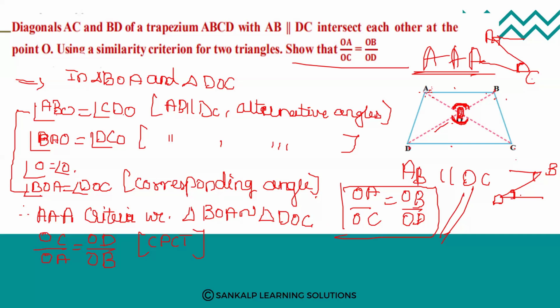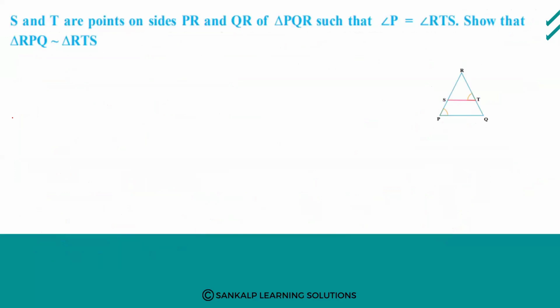Okay. So next, S and T are points on sides PR and QR of triangle PQR such that angle P is equal to angle RTS. That means angle P is equal to angle T. Show that triangle RPQ is similar to triangle RTS.